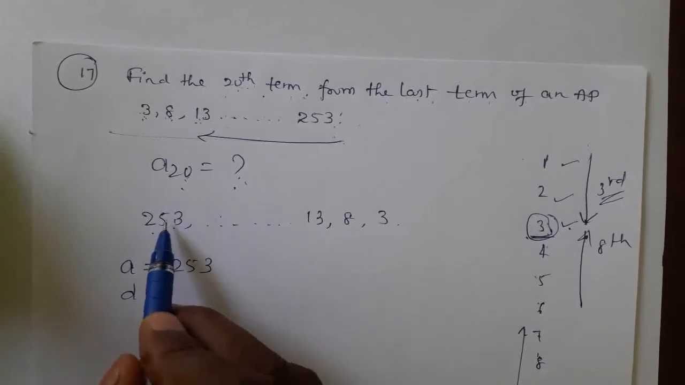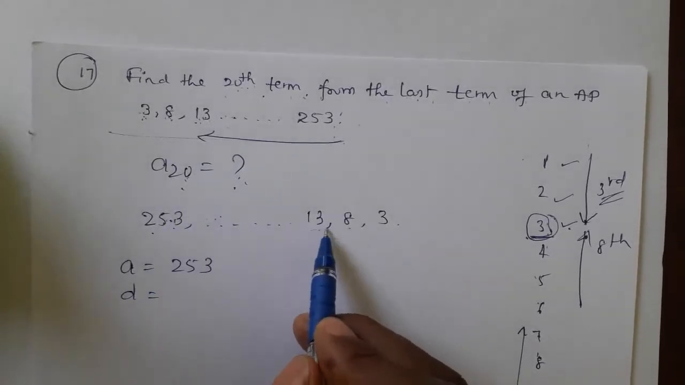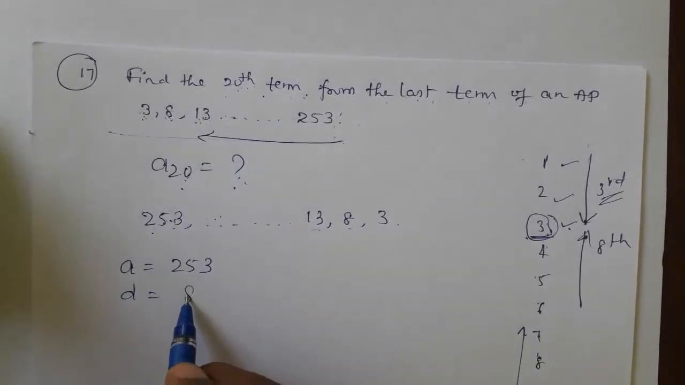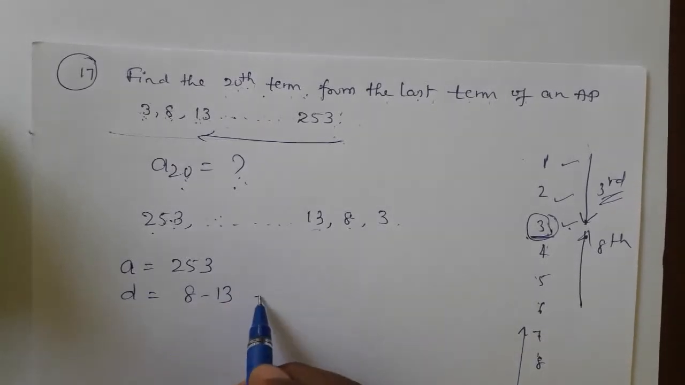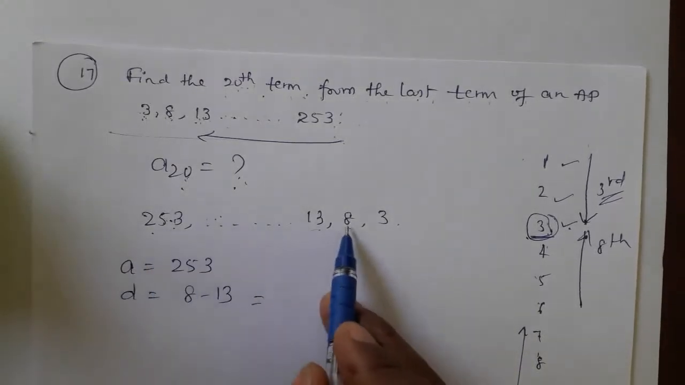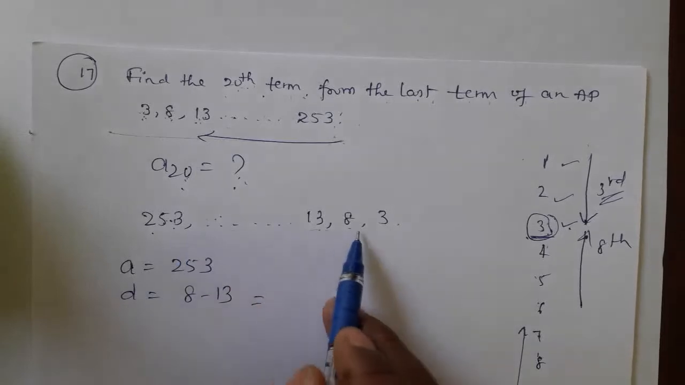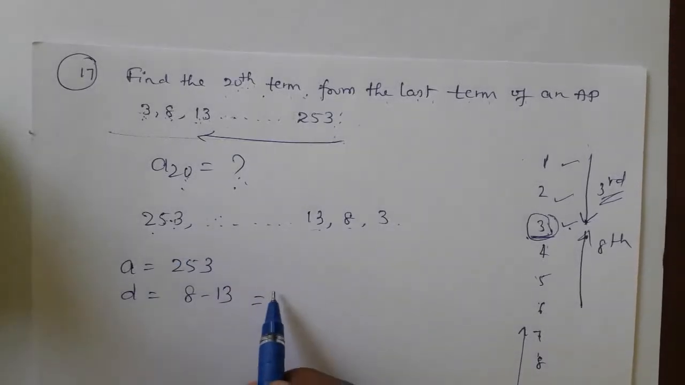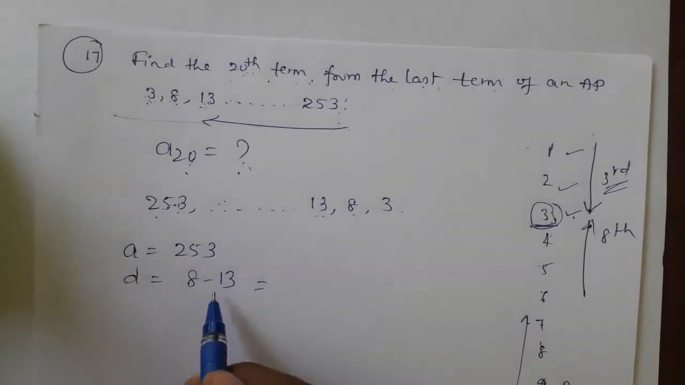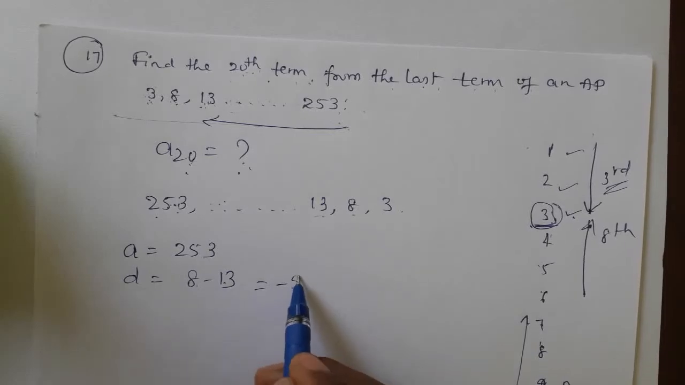Here there are 2 terms given. So what we will do here, we will take next number minus previous number. 8 minus 13. Also this progression is in the descending order. When a descending order progression is given, always the common difference is negative. So 8 minus 13 is minus 5.